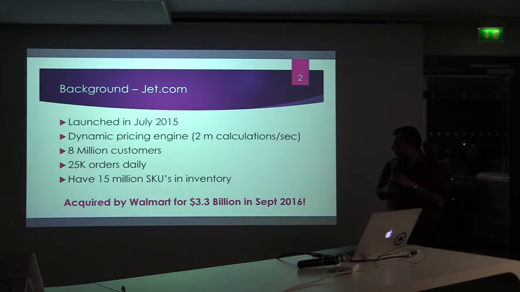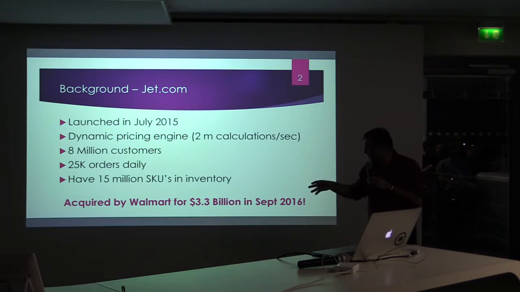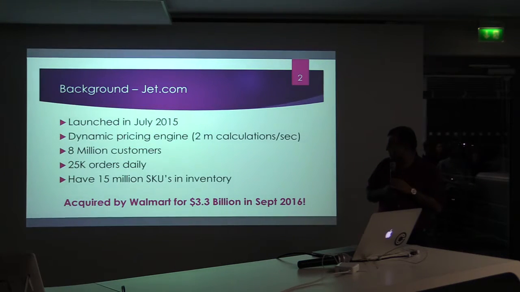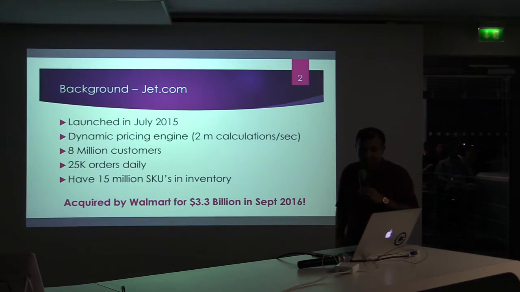We have about 8 million customers. We have 25,000 orders daily, and last I checked, there were 15 million items. This number is actually quite skewed, because this was the Jet inventory. Now that we have merged with Walmart, our inventory is orders of magnitude more than that. That's fine.